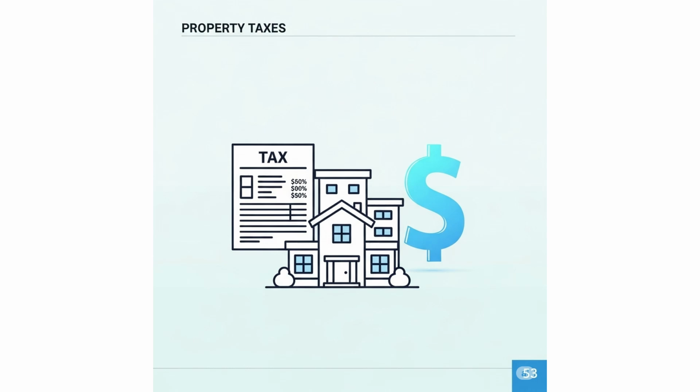Let's break down each of the N's, starting with property taxes. These are taxes assessed by local government authorities based on the value of the property. In a triple net lease, if you're a tenant in a multi-tenant building, you'll typically pay a pro rata share of the total property taxes. This means if your space occupies 10% of the building's total square footage, you'll pay 10% of the property tax bill. It's crucial for tenants to understand that these taxes can fluctuate and generally increase over time, directly impacting their total occupancy costs.